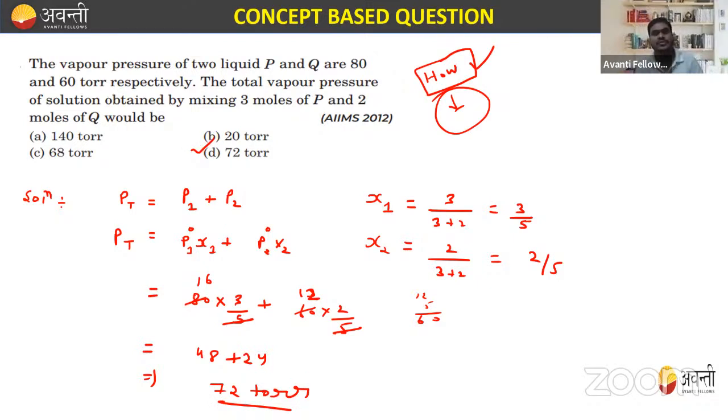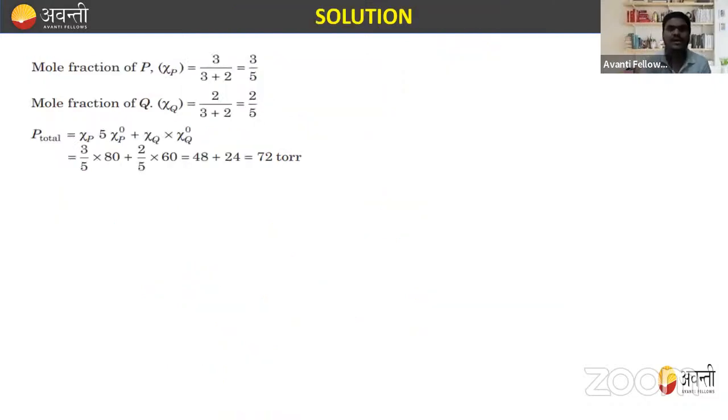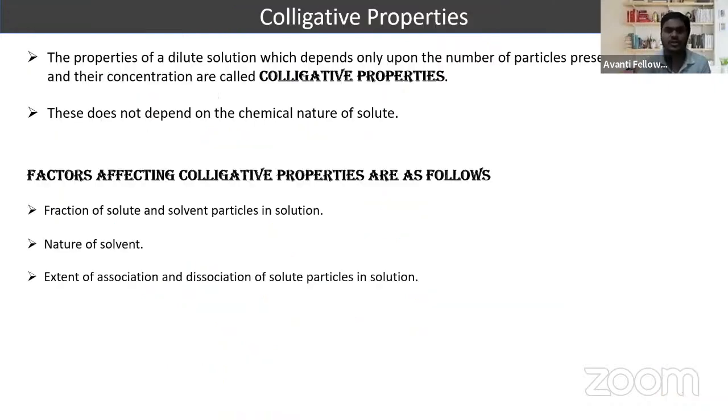I hope this is clear to you. It is a very easy question and it is totally based upon Raoult's law, because in Raoult's law we get to know how to calculate the total pressure when we mix two liquids having vapor pressures in their pure state. It states that the total pressure is equal to the sum of the partial pressures of the individual liquids. So the correct answer is 72 torr.